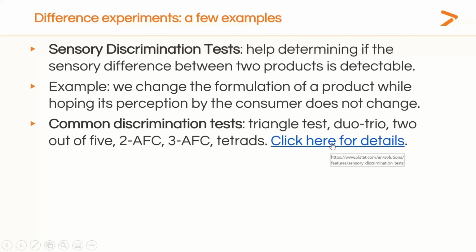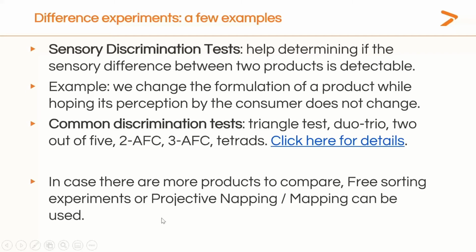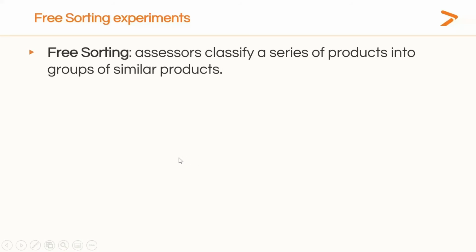You can click here for details to see how these tests work and what they are used for on this article, on this page. So all of these are available in XLSTAT. In case there are more products to compare, here we are only comparing 2 products. In case you want to compare more products at the global scale, you can also use free sorting experiments or projective mapping or napping. So how does free sorting experiments work, theoretically?